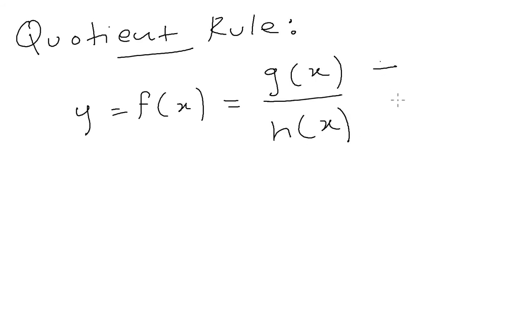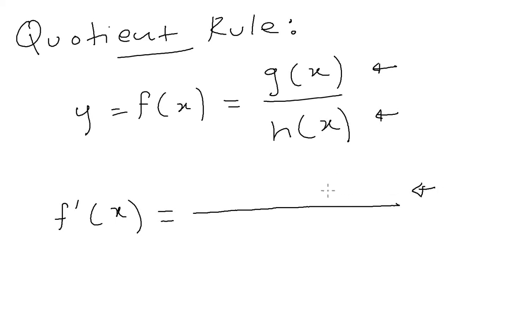So this is one function and this is another function. You are dividing them. If you want to find the derivative, the first part is exactly like the product rule. The numerator part is almost the same as the product rule. So find the derivative of the first function. Keep the next function as it is.